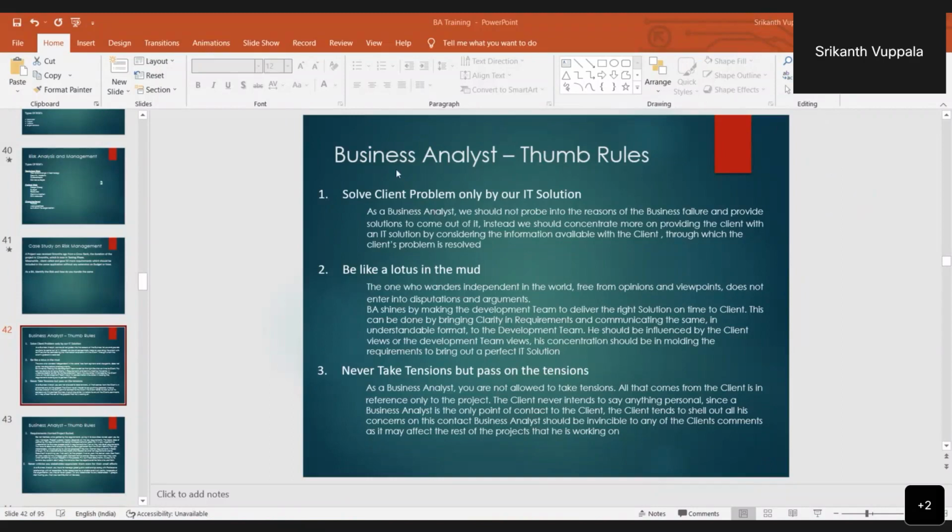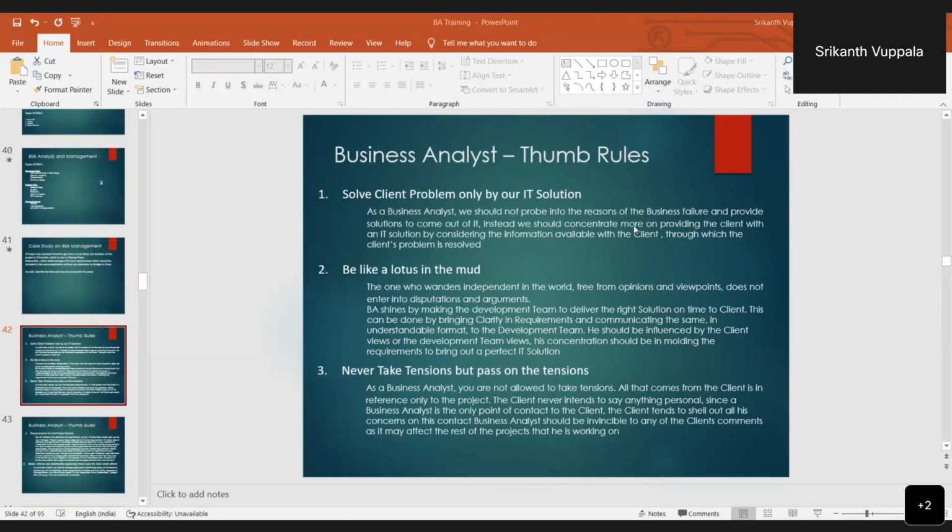So coming to the thumb rules of a business analyst: solve the client problem only by our IT team. As a business analyst, we should not probe into the reasons for the business failure and provide solutions to its outcome. Instead, we should concentrate more on providing the client with an IT solution by considering the information available with the client.